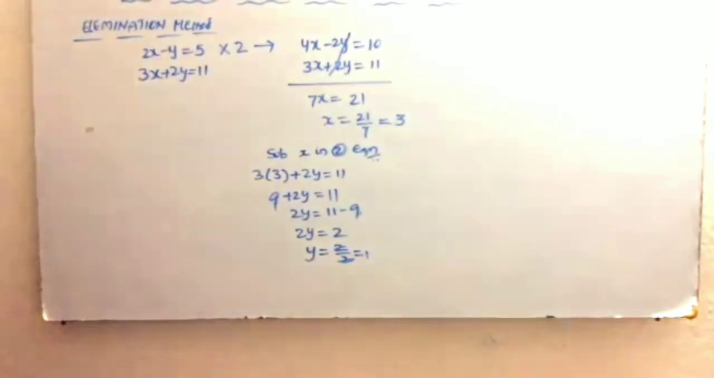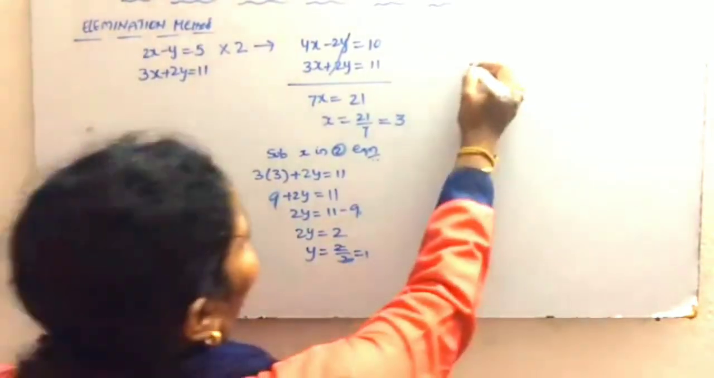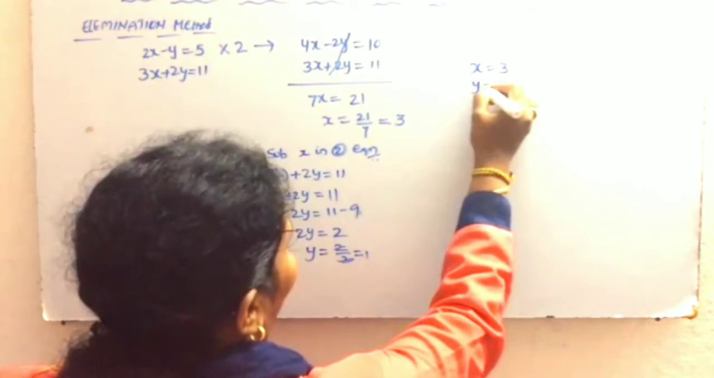So in the elimination method also we find the values x equal to 3 and y equal to 1.